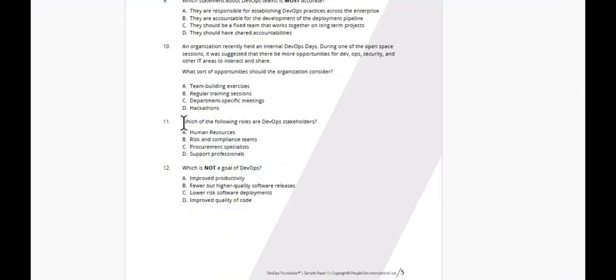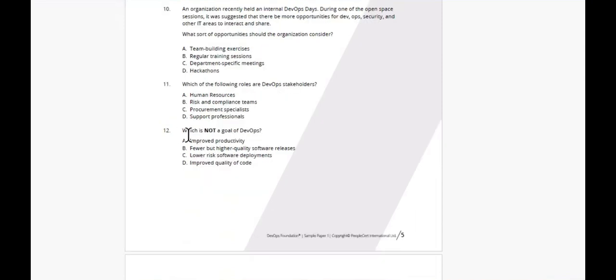All right, 11, which of the following roles are DevOps stakeholders? Human resources, risk and compliance teams, procurement specialists, or support professionals? Typically not human resources. It could be risk and compliance teams, usually not procurement specialists. It could be support professionals. So it's kind of a choice between B and D. Again, I might look up to see what they say on the slide in this case. I'd probably pick D. Let's check. 11D. Yes. Okay.